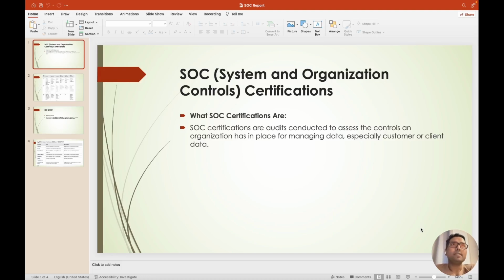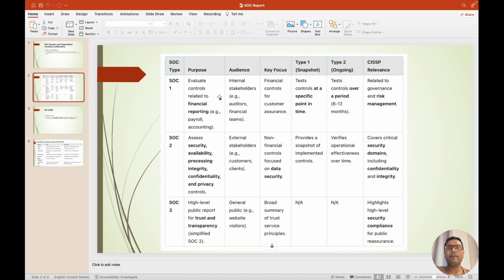So SOC is something like you need to show your client that you comply with all the regulatory requirements, or maybe some specific requirements provided by the client in terms of data protection, security, handling the sensitive data, personal data of the customers. So here is the definition. SOC certifications are audits conducted to assess the controls an organization has in place for managing data, especially customer or client data. So it is all about security, CIA and privacy. Let me go through the next slide where you can understand.